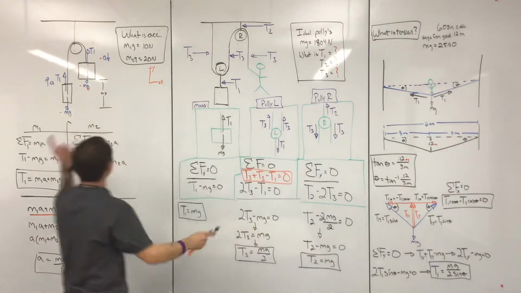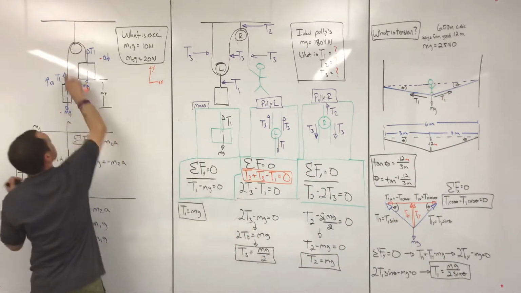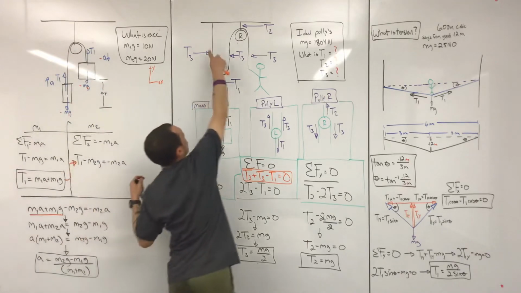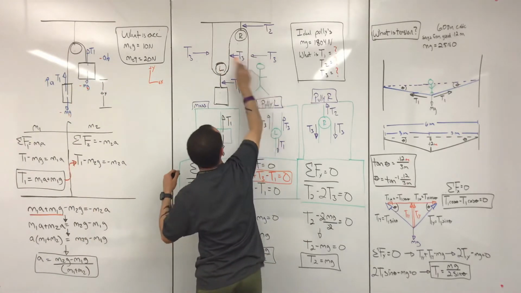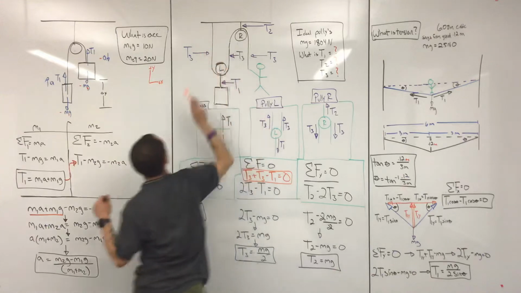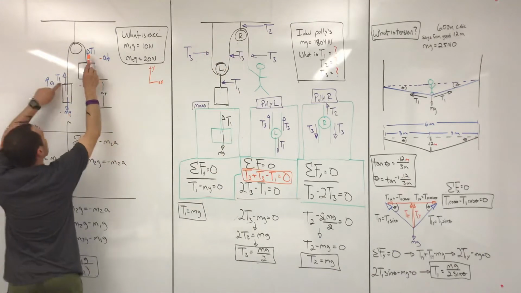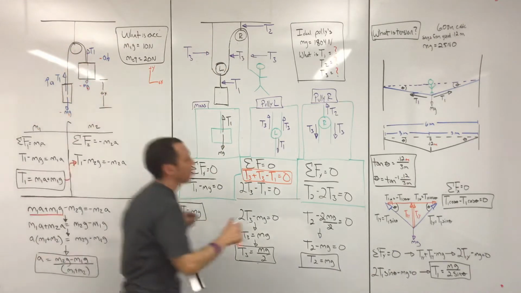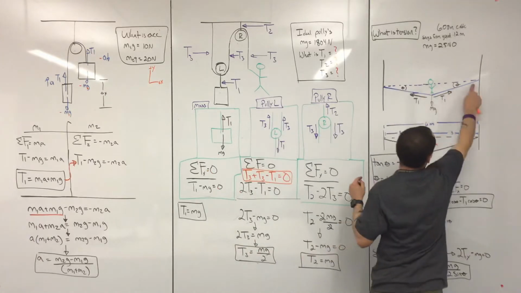Well, it goes back to what we were saying over here. It's the same system. It's the same rope. Remember, T3 is the same all through here because it's the same rope. T1 is the same here because it's the same rope. So whatever's going on over here is going on over here.